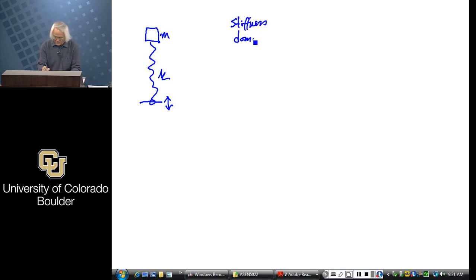So we have here a mass, we have here a spring, and we have here the ground oscillating. Okay? Now, there are two ways you can come up with the kinematics. One I will call stiffness dominated. The other one I will call mass dominated.